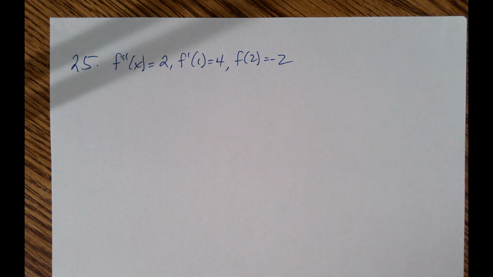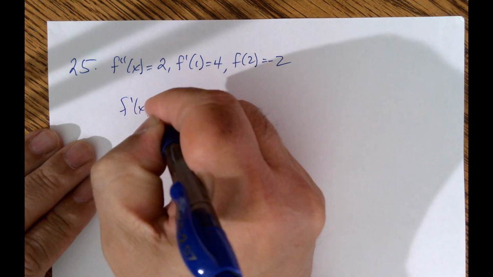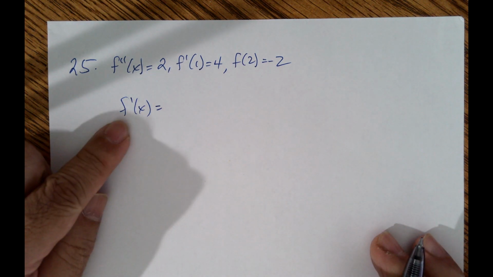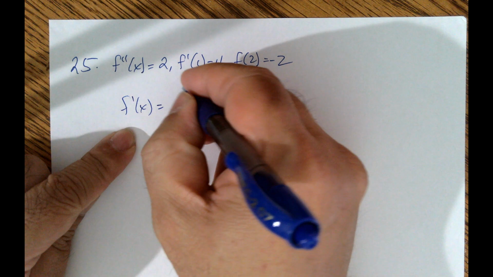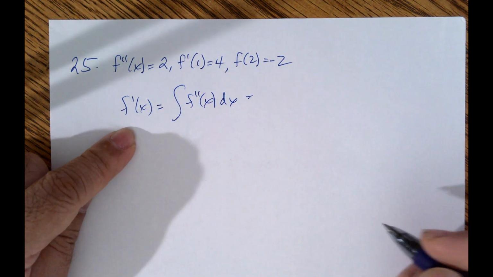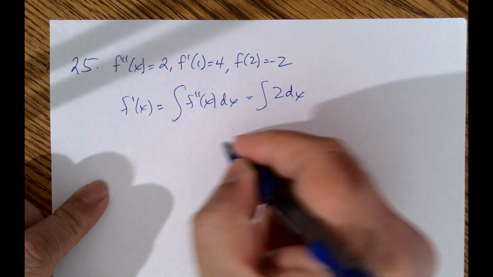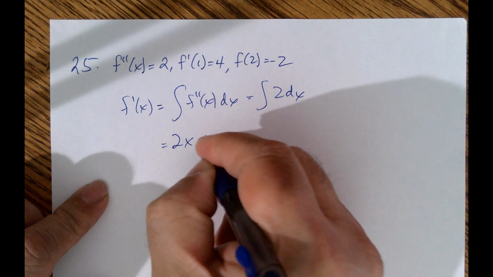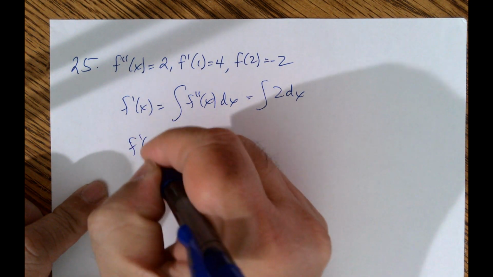All right, so first thing, we want f prime. We're given f double prime. F prime is the integral of f double prime, and it's given to be 2. So it's the integral of 2 dx. So that means it's 2x plus a constant, right? The integral of 2 is 2x, and that's what f prime of x is.